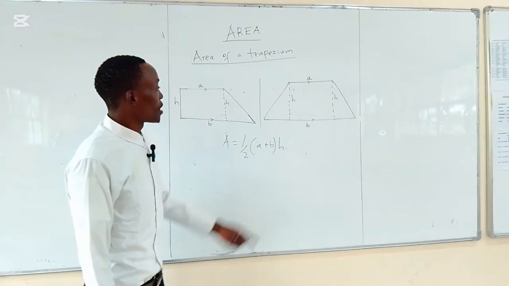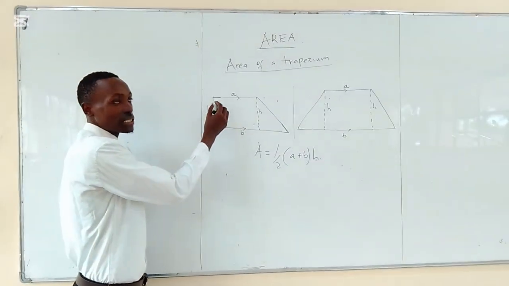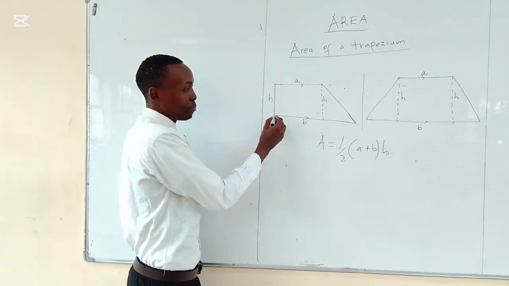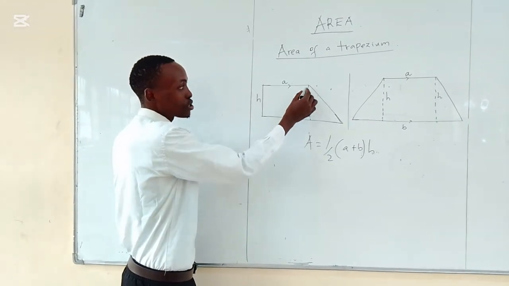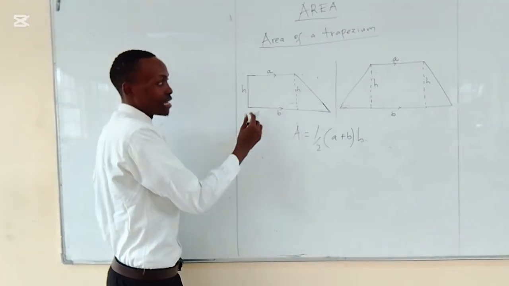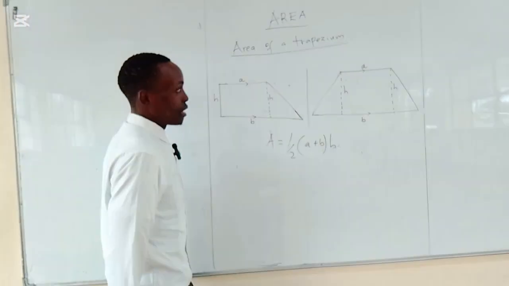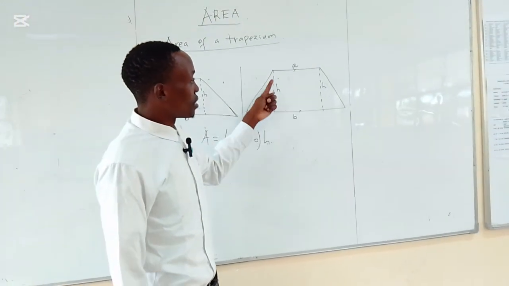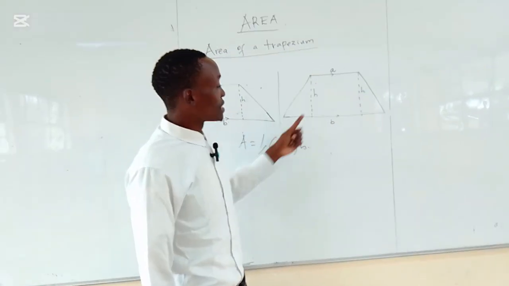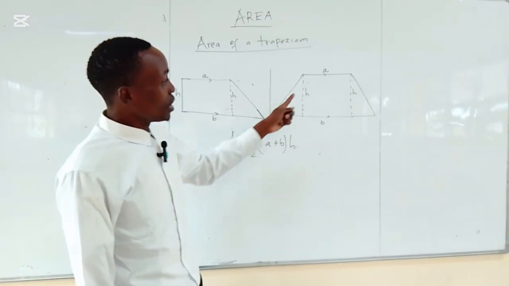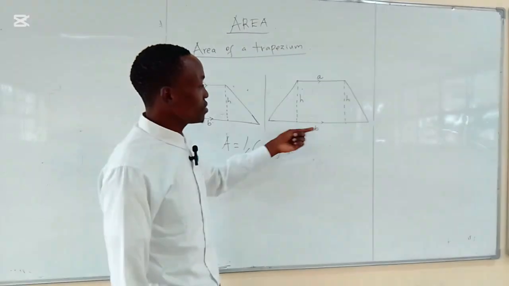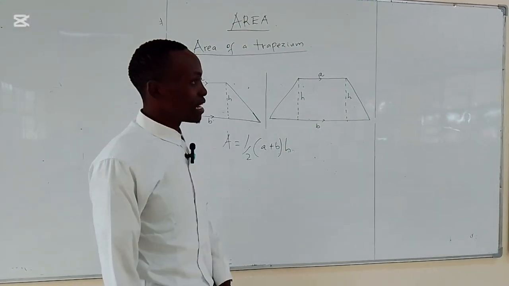And the height is usually the line that joins from the parallel A to parallel B. So that is the height. Also, sometimes you can be given the height here for the other trapezium. The height for this one is the same case as trapezium A. So the height is the one that cuts all the way from the first parallel line to the second parallel line. That is the height.